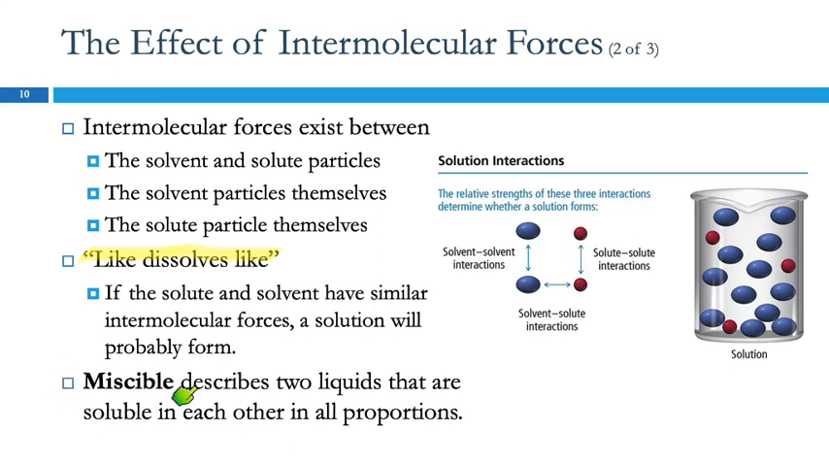Miscible, we've seen that word before, and I said it's a lot like mixable, right? Miscible describes two liquids that are soluble in each other in all proportions. An example of that is ethanol and water. If you have a glass of water and you put a couple drops of ethanol, that'll dissolve just fine. If you have a glass of ethanol and put a couple drops of water in there, that'll dissolve just fine as well.